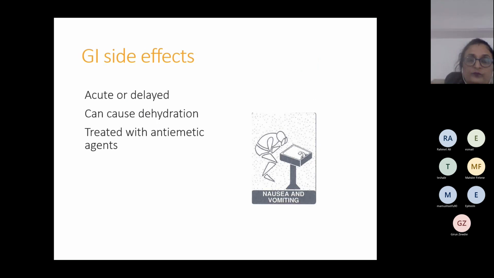Then you have GI side effects, acute or delayed. Acute is what you get suddenly, delayed happens over a period of time. It can also cause dehydration. It can be treated with antiemetic agents. Okay, acute or delayed nausea and vomiting associated with chemotherapy.